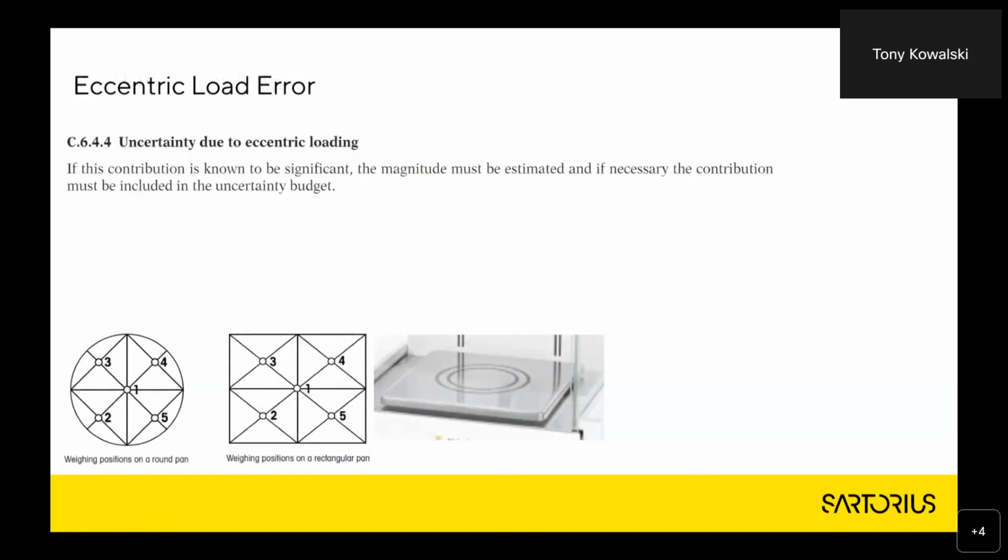Eccentric loading error. It would be great if you could place your weight anywhere on the pan and see the same value. It's not going to be the case. There will be some slight differences. There are some rules to follow on a mass comparator compared to a laboratory balance. With the laboratory balance, we might test it with half its maximum load and possibly half the distance between the center of the pan and the edge of the pan.